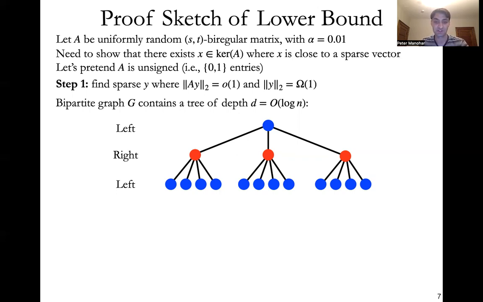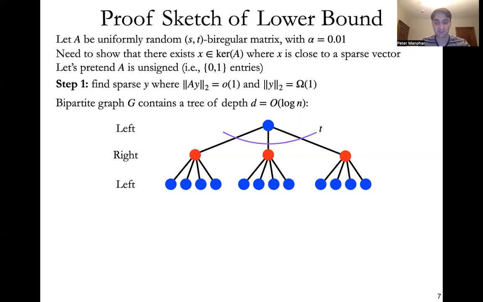And just by construction, because the tree has log n depth, if we set the constant in the log n to not be too large, the number of vertices in the tree as the number of left vertices will be little o of n, so the vector Y will be sparse. Okay, so we now need to explain how to construct the vector Y.